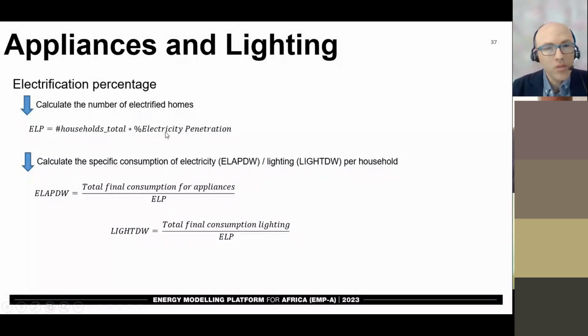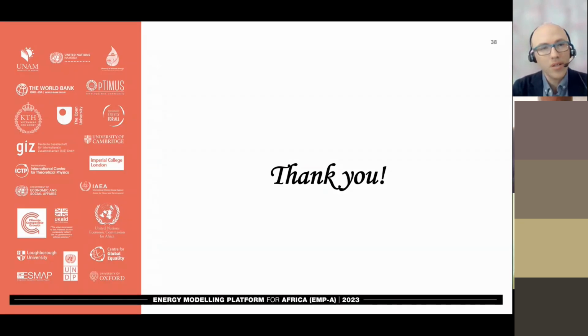And then to calculate the specific consumption of electricity per household, here there is no competition between energy forms, and we use the total final energy consumption. The specific consumption will be the total final consumption divided by the number of households. And this is all for the residential sector: modeling the equations, the structure, and the input data that is needed to estimate the energy demand using MAED.